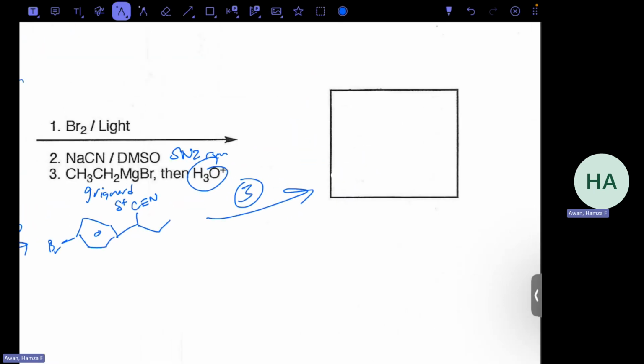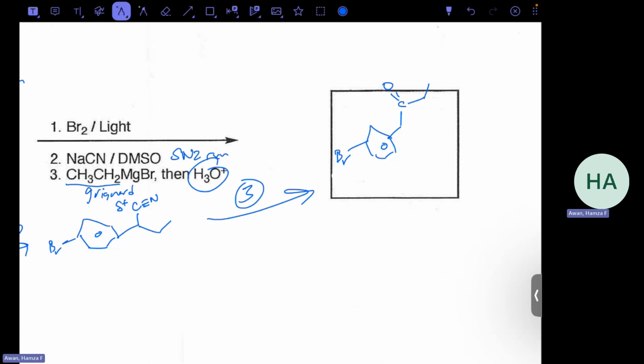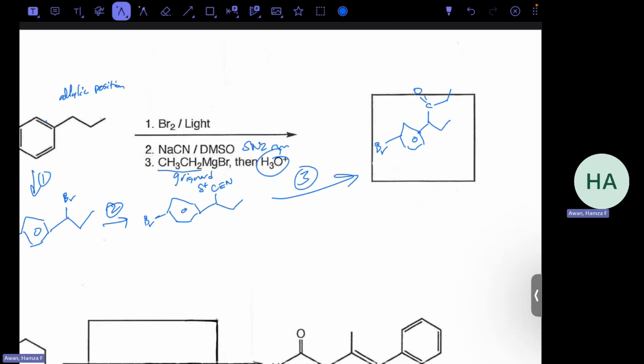So 3, Br, then we have the same C. So this is the same carbon. This is going to be now attached to an oxygen, and it's going to have this group attached to it. So CH2, CH3, and then this was like that. So that will be our final answer. Any questions on that?